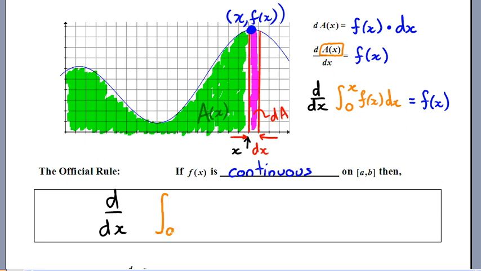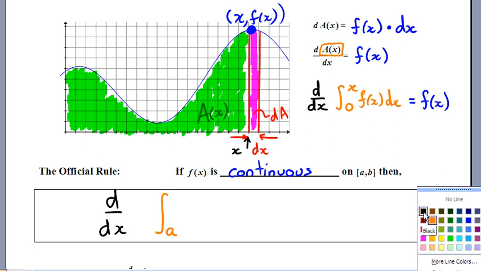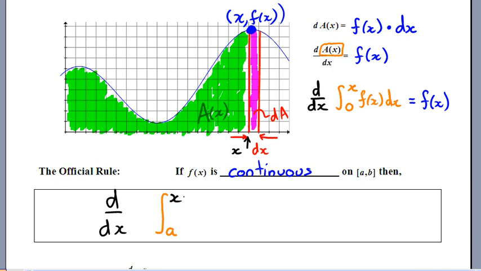So I'm just going to put a constant in here. I'll call it a. And then we're going to stop at some sort of stopping variable. I'm going to call that x. And we're integrating this function, f of x.